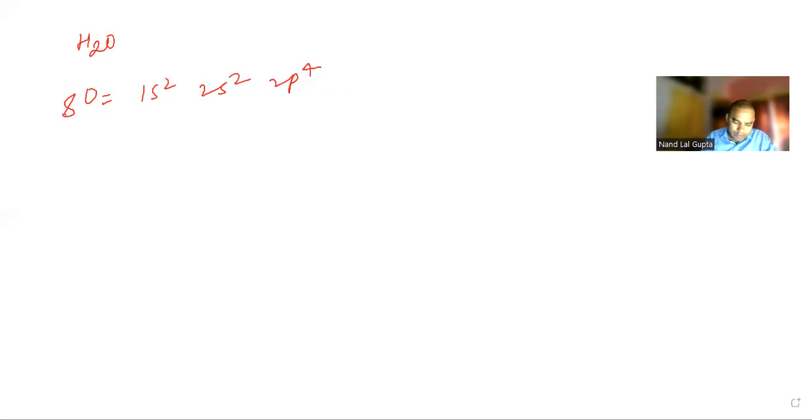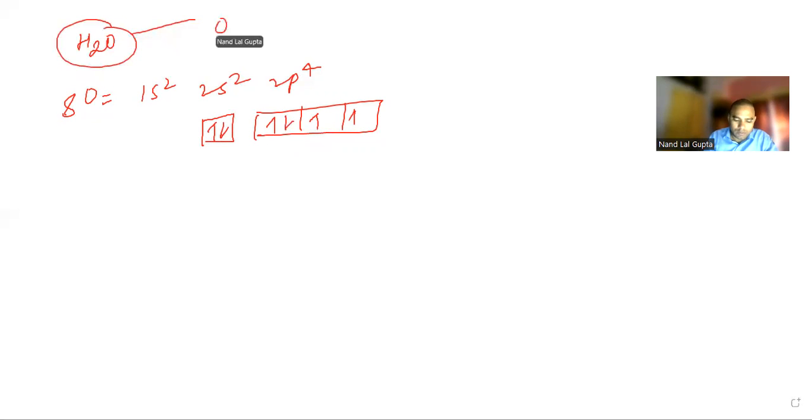So if you are making this configuration, this is 1 and 2, and these places are 1, 2, 3, and 4. How many unpaired electrons? O needs to form two bonds, so two unpaired electrons are required. It is having two unpaired electrons here.